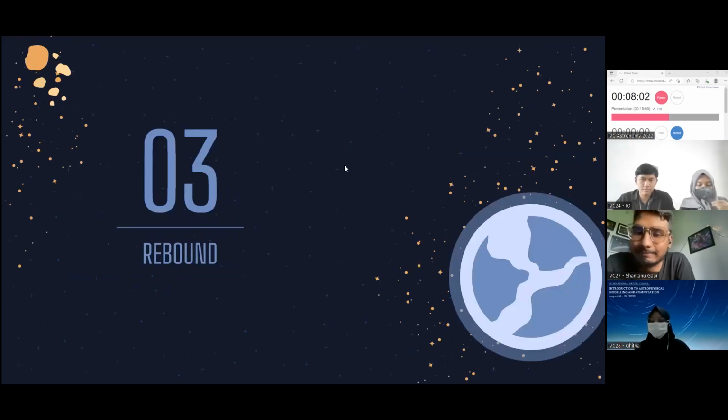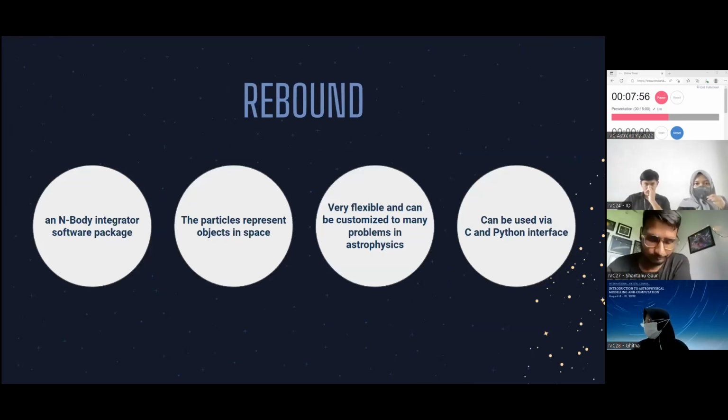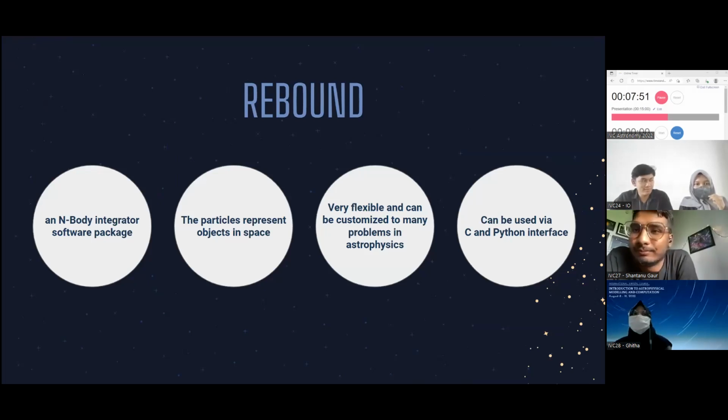Thank you. Okay, so we are going to explain about rebound. What is rebound? Rebound is an n-body integrator, a software package, and it contains particles that represent objects in space, such as suns, moons, dust particles, etc. It is very flexible and can be customized to many problems in astrophysics, and it can be used via a C and Python interface. For beginners, it is quick and free to use with Python.